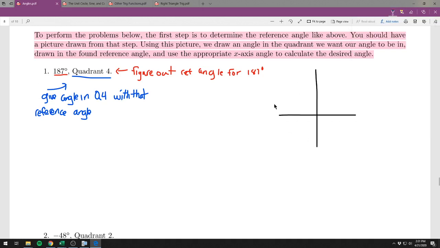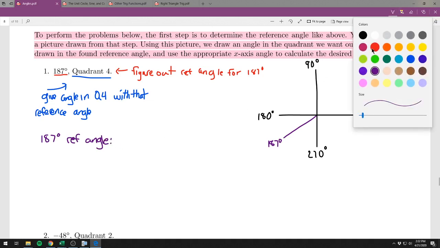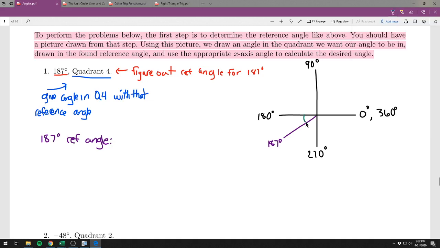And so 187 degrees is between 0 and 360, so it's going to be on here. All right, and 187 degrees is in quadrant 3. We have that drawn, and then if we visualize where our reference angle is right here, our bigger minus our smaller, 187 degrees minus 180 degrees is 7 degrees.